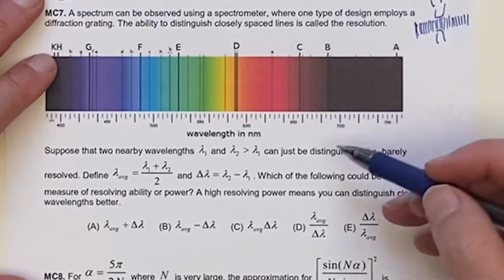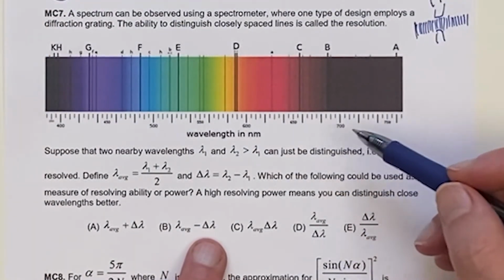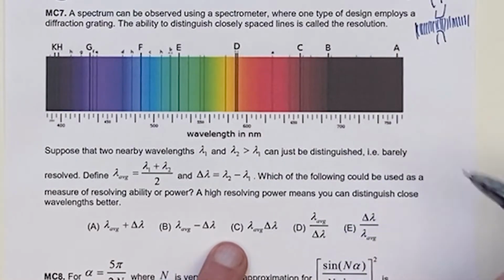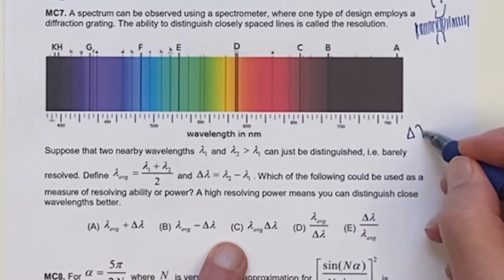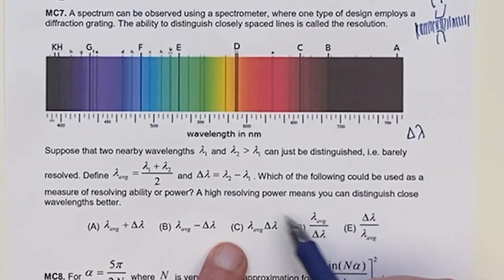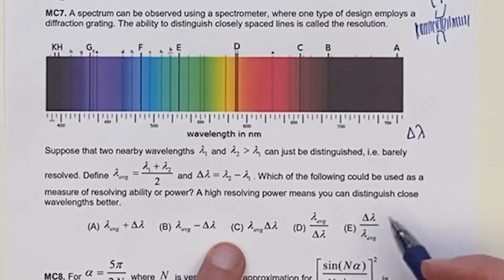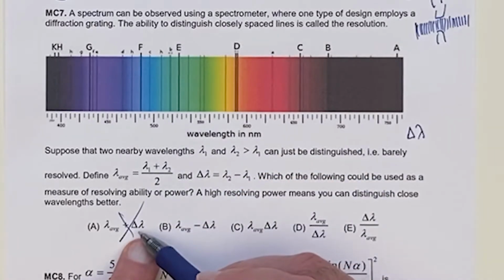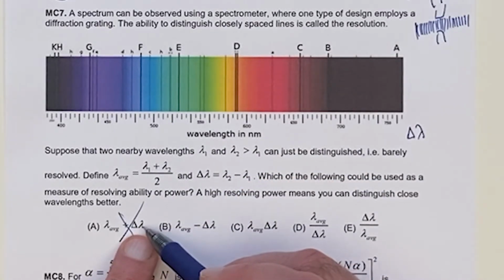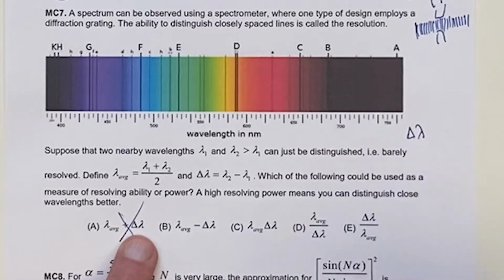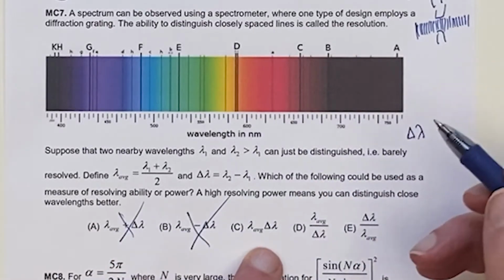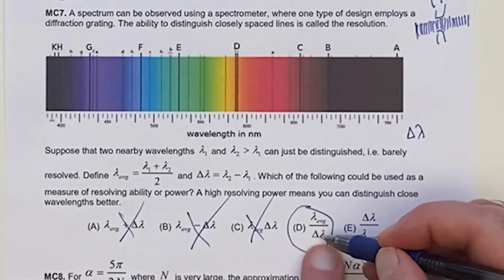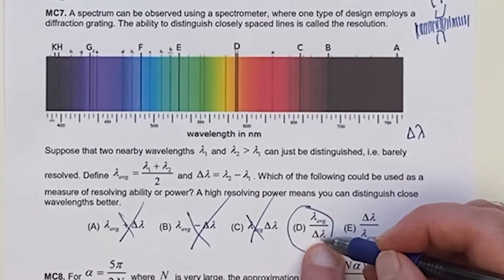And this next one wants to give a rating for resolution. For the resolution on this one, you have to have a high rating if the delta lambda is small. That's what it basically says here. A high resolution means you can distinguish things close together. This is no way. If you have a small delta lambda, this is going to be a small rating. You don't want that. You want to have a big rating. So you don't want these. That doesn't work. And this is the only one that has a good rating for a small delta lambda.